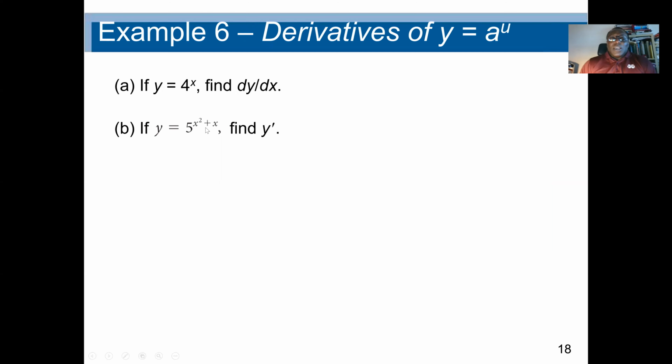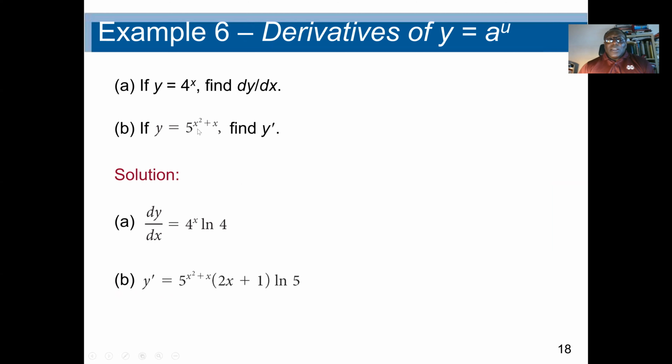We have two examples here. If y equals 4 to the power x, we should find dy/dx. This means the derivative of y will be 4 to the power x times natural log 4. The same thing applies to the second also.